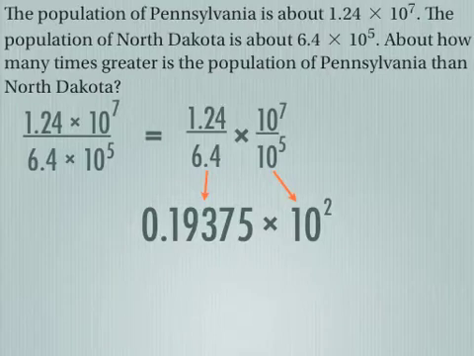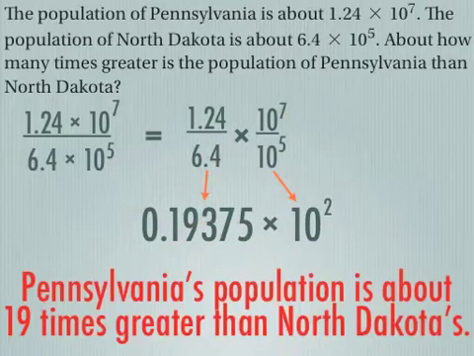This number is not in scientific notation, and actually to answer this question, I'm not going to put it into scientific notation because it said about how many times greater is the population of Pennsylvania than North Dakota. I'm just going to answer this with a whole number. So in this case, Pennsylvania's population is about 19 times greater than North Dakota's.